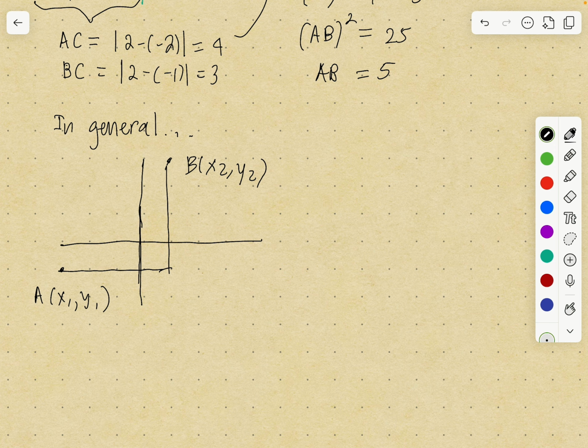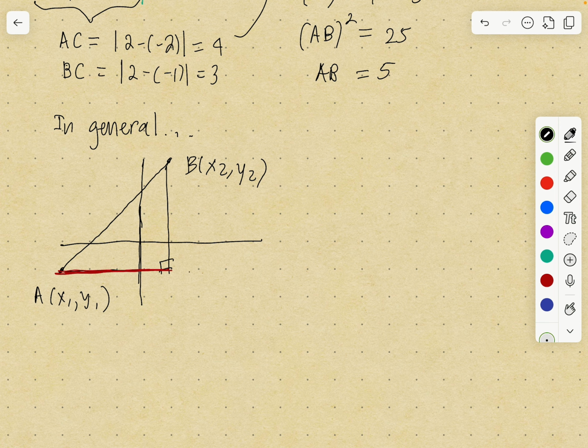You can do the same thing. You just draw a horizontal line and a vertical line, and then drop a perpendicular, and they make a 90-degree angle, and you can use the Pythagorean theorem. Now, what is the horizontal and vertical length? Well, for this horizontal length, all I'm changing is the value of x. And so I want to see how much did x change.